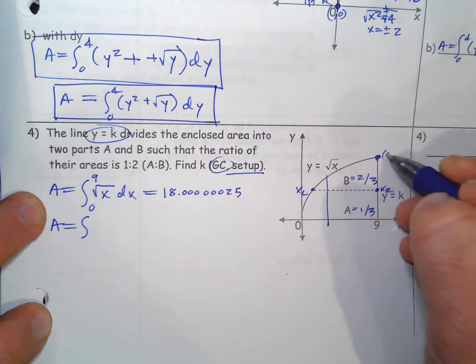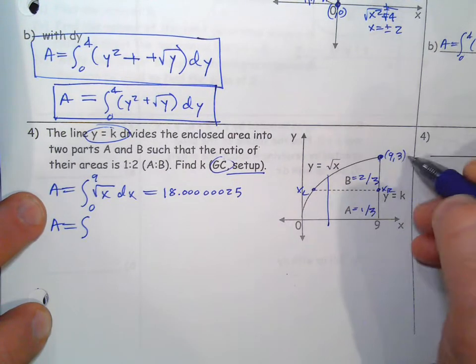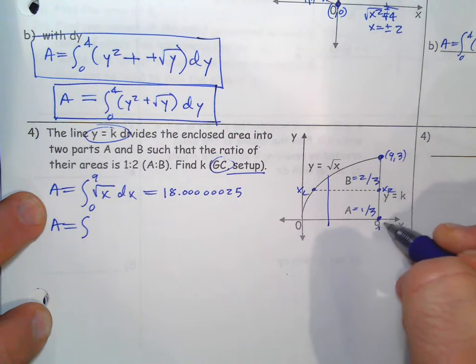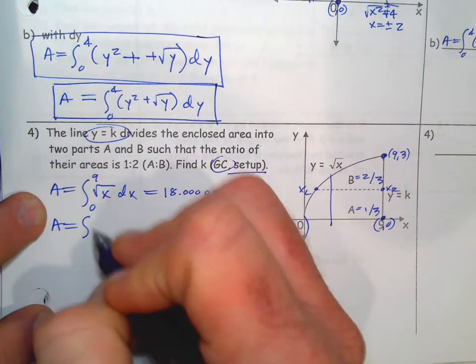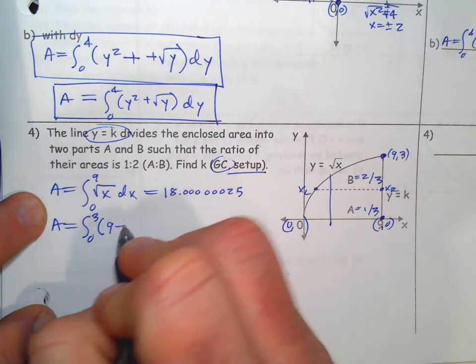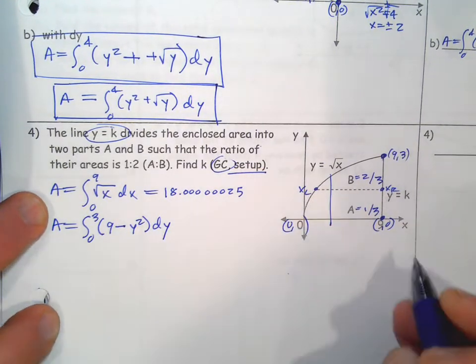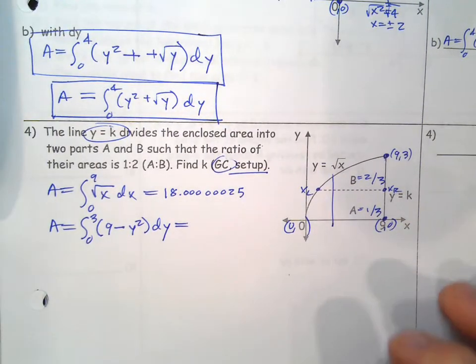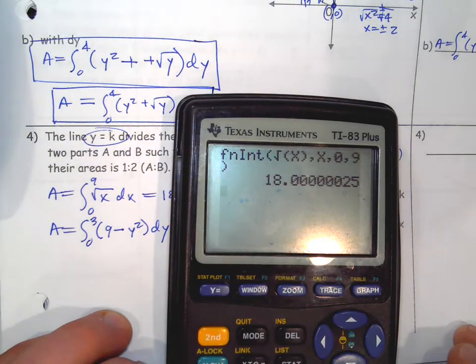This is 9 comma 3. Just plug 9 in the square root of x. Square root of 9 is 3. So if we did that, we would do 0 to 3, and x right is always 9, and x left, in terms of y, is y squared. So you could do that instead. You could do that by hand if you want, but might as well take advantage of your calculator.